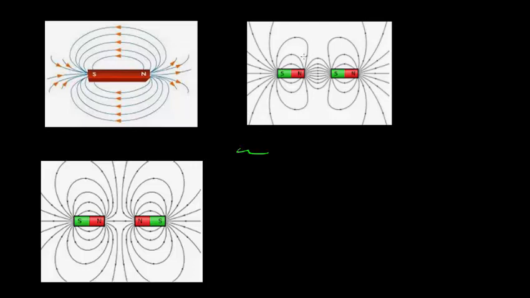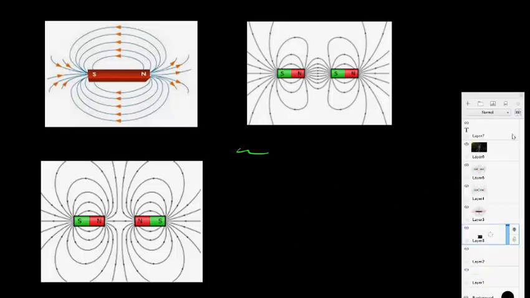The direction of the B fields is from north to south. Let me fix this real quick.